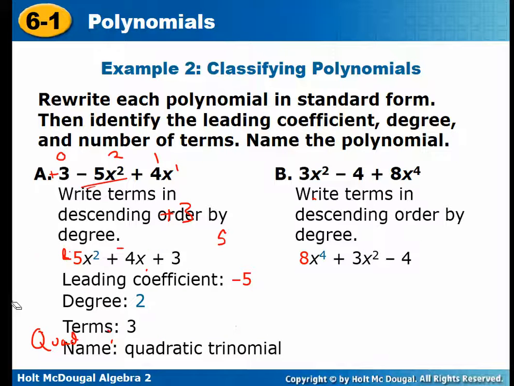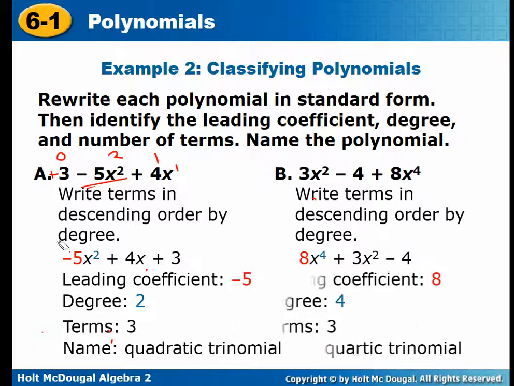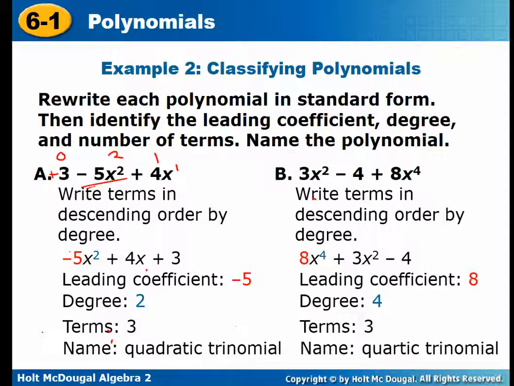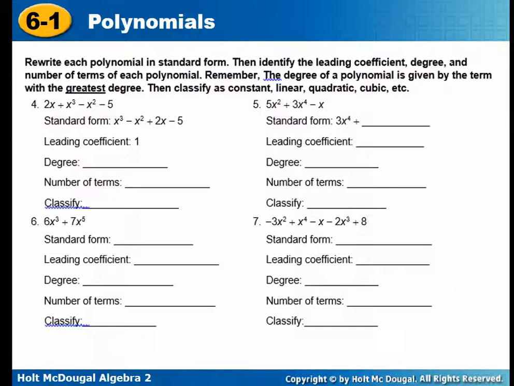And then you next have to name the leading coefficient. That's just the number in front of the first term once you write it in descending order. So that's 8. It has a degree of 4 because that's the exponent of the highest degree. It has 3 terms, and this time it is to the 4th power, which is a quartic. And again, it's a trinomial because it has 3 terms. And you can certainly refer back to the charts in order to make sure you're naming these correctly.